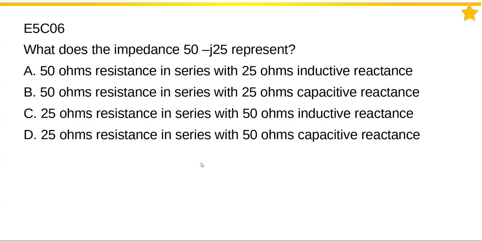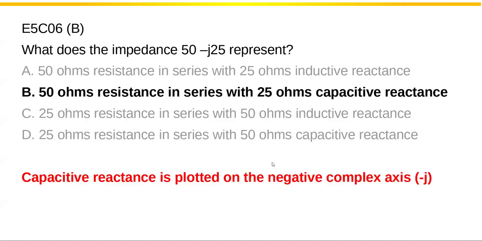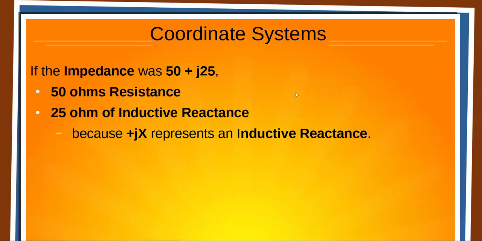What does the impedance 50 minus j25 represent? See what happens if you go too quick. You don't read the question. 50 ohms in series, Baker. 25. So we have 50 ohms resistance and 25 ohms capacitive reactance. So Baker or Bravo looks pretty good. If the impedance was 50 plus j25, then it would have been a plus jX, right? It would have gone the other way.